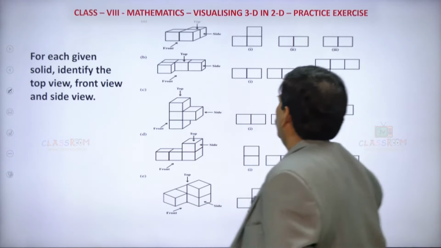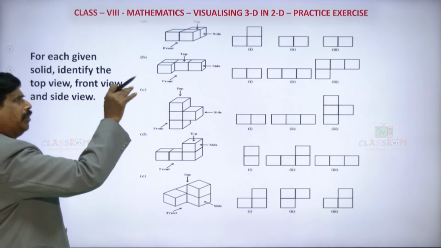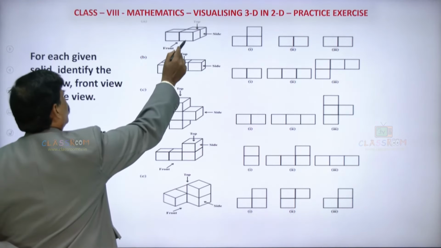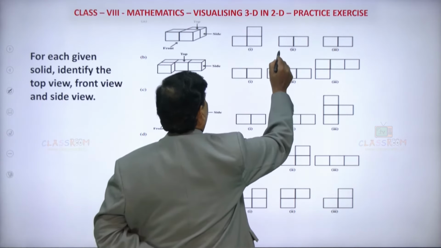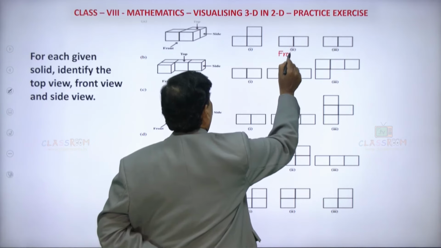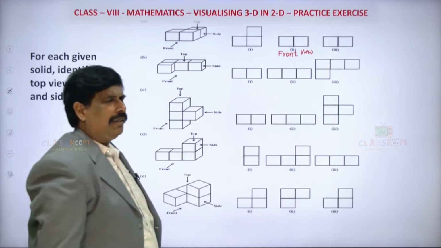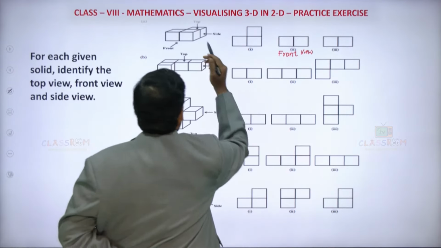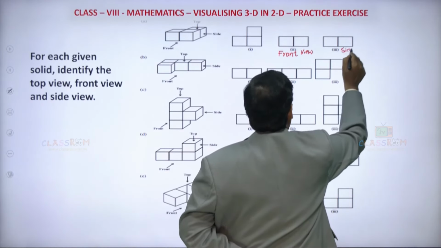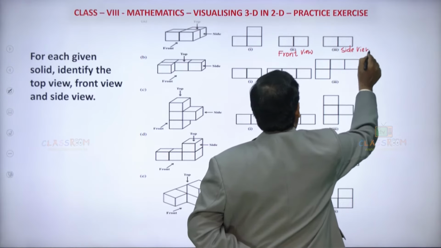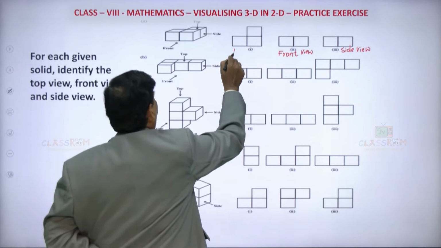First object you look at here, when we are looking from the front, we are able to see only two boxes. Is it clear? So this is going to be the front view here. Clear? And when we look from the side, we are able to see only these two. So this is going to be the side view here. And the first diagram, when we look from the top, so this is going to be the top view.